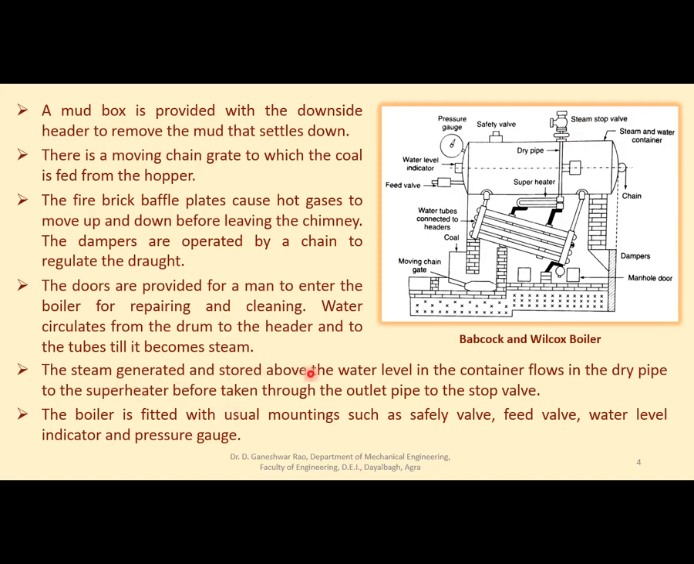The steam generated and stored above the water level in the container flows in the dry pipe to the superheater before being taken to the outlet pipe to the stop valve. This I have just now explained. The boiler is fitted with the usual mountings such as safety valve, feed valve, water level indicator, and pressure gauge.